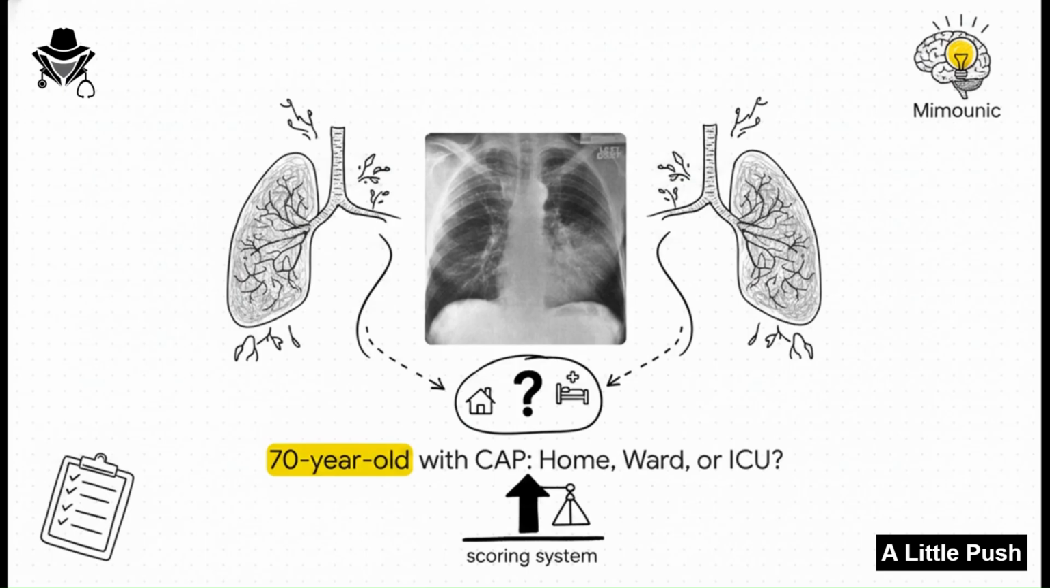Well, fortunately, we have this incredibly high-yield mnemonic that is literally essential for your clinical rotations and board exams. It's called the CURB-65 score. Let's break down exactly how this scoring system works, letter by letter.